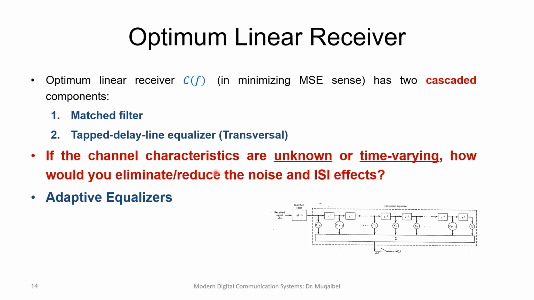If the channel characteristics are unknown or time varying, then we cannot use pulse shaping. We have to use equalizers, and if the channel keeps changing, we need adaptive equalization. So if the channel is mobile or changing frequently with time during the call, then we need to do adaptive equalization.